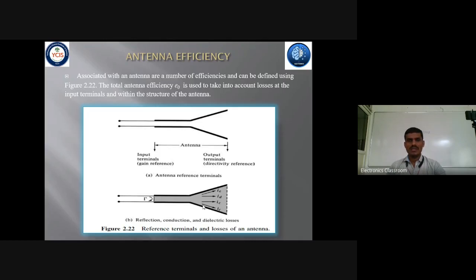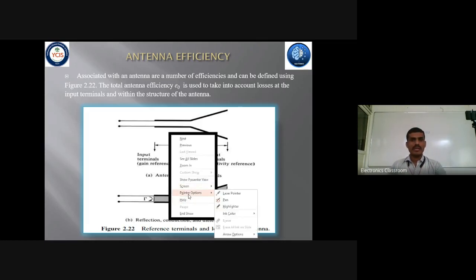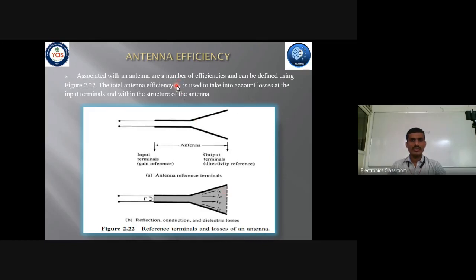One efficiency is radiation efficiency. That means how much signal is radiated from the antenna to free space, or vice versa, the antenna can receive signal. Both efficiencies are different. Transmitting efficiency is different and receiving efficiency is different. The total antenna efficiency can be calculated by using e0. This is your total antenna efficiency.